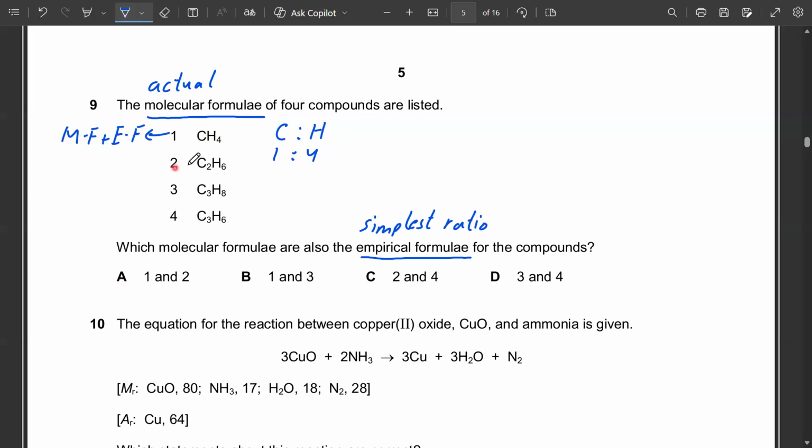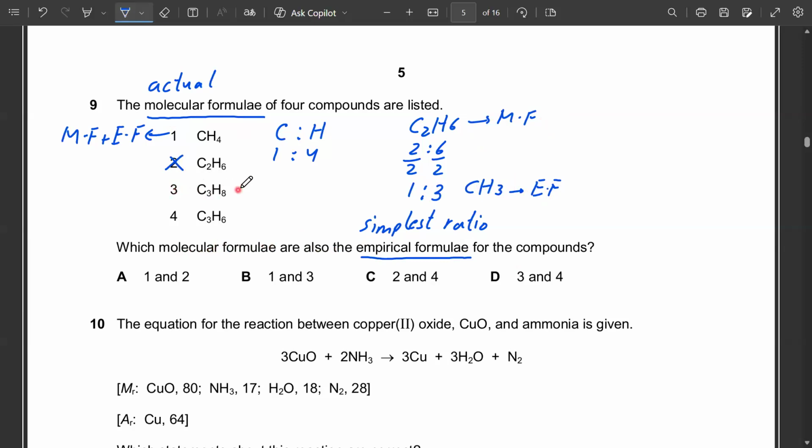Then comes the second molecule, C2H6. So C2H6 means it has 2:6 between carbon to hydrogen, but these two numbers can further be simplified by dividing with 2. So you get 1:3. That means CH3 is the empirical formula. This will be the molecular formula, and CH3 would be the empirical formula. So they are not the same, they are different. We need to find those compounds which have the same empirical and molecular formula. So 2 is not the option.